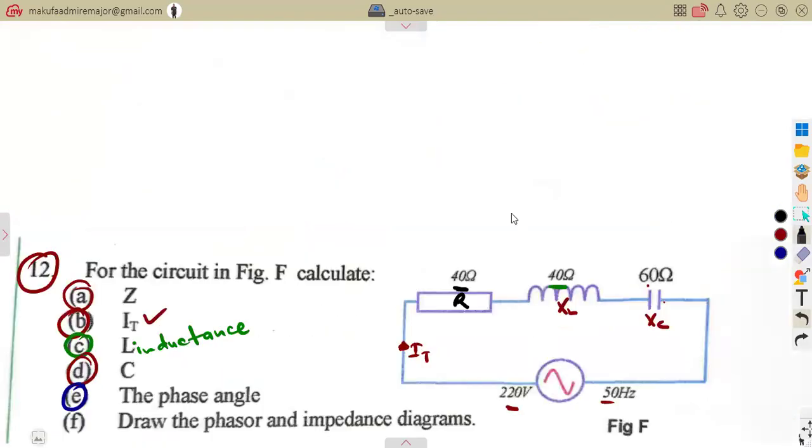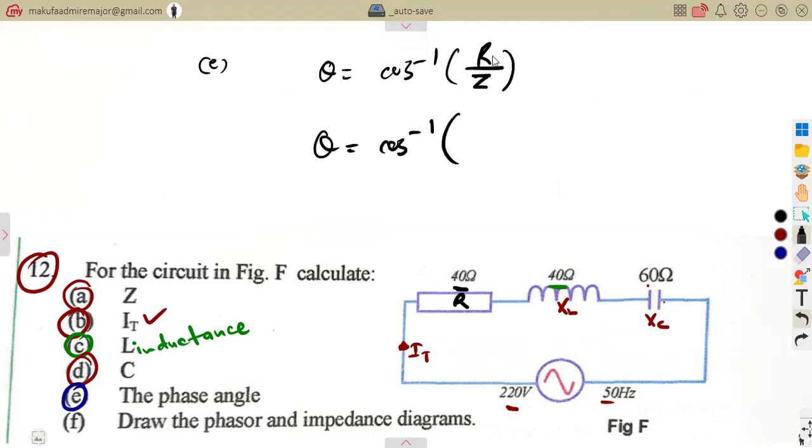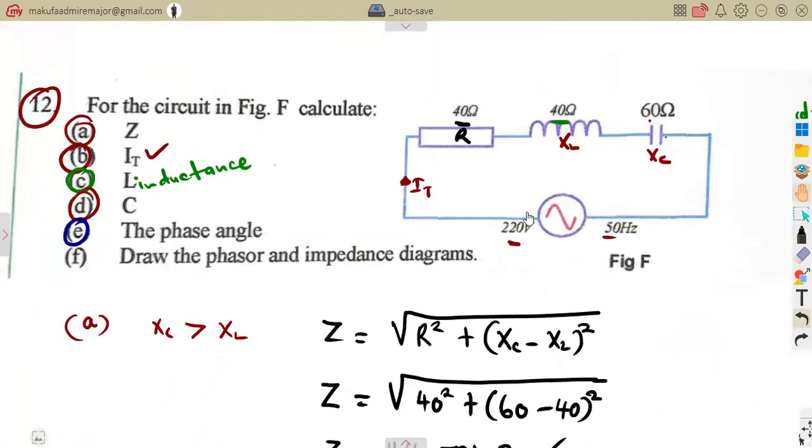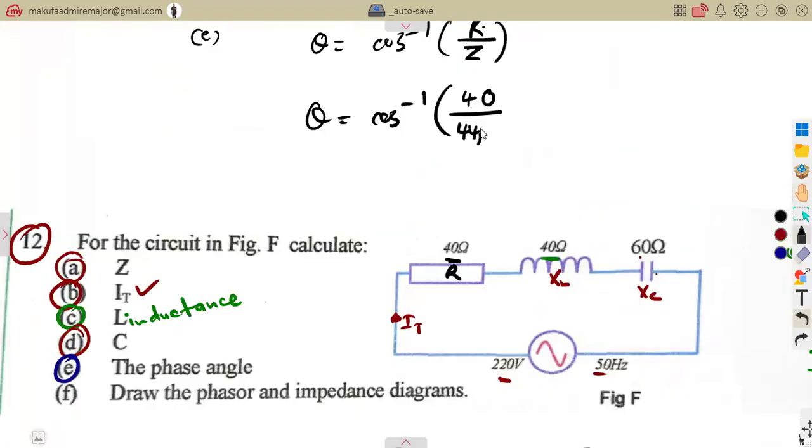For any series combination that you consider, theta is equal to arc cos the resistance over the impedance. So theta is equal to arc cos the resistance, which is 40, over the impedance, which we have already calculated, 44.721. So this is arc cos 40 over 44.721. On your calculator, shift cos, you are going to obtain something like 26.564 degrees.